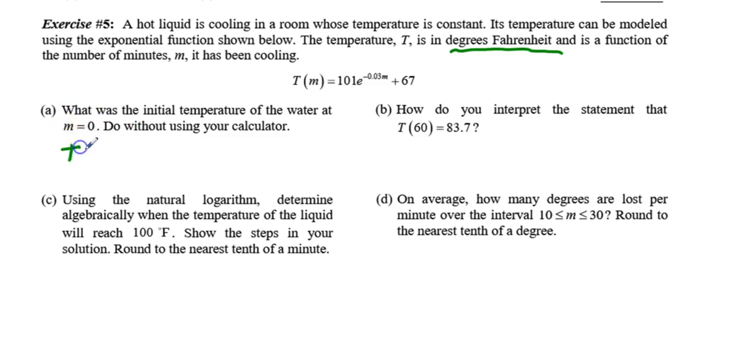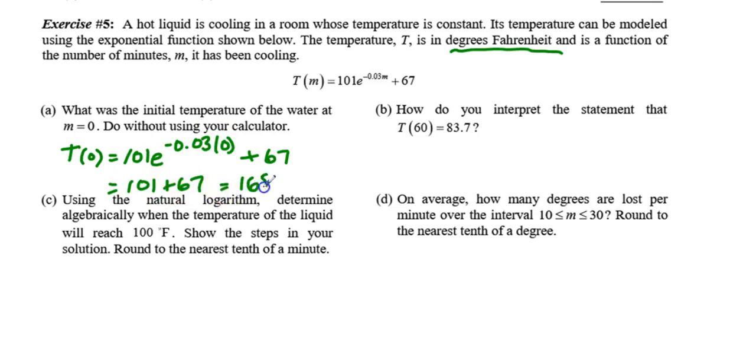Okay, so you should have T of 0. Just make your substitution. e to the 0 we know is a 1, so that's just 101 times 1, plus 67. Add those numbers up, and we've got 168. What is this measuring? Minutes? Hours? I have to go back to the definition of T. T is measured in degrees Fahrenheit.